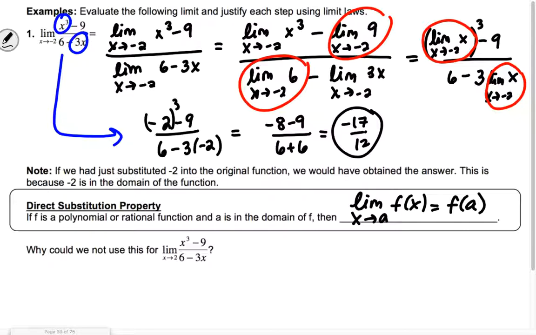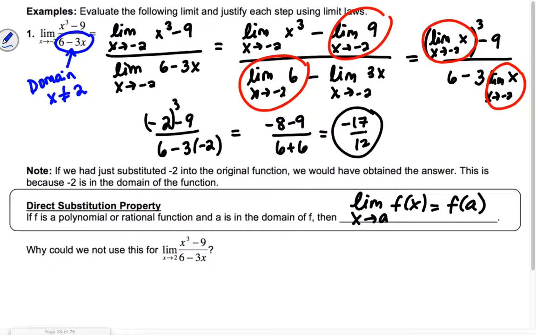Okay, so how did we know -2 was in the domain of the function? So let's look at the original. What's the only number that isn't in the domain? X can't be what number? 2. Can it be -2 though? Yeah. 2 is the only number that we're not allowed to have. So our domain consists of all real numbers except for 2. So because it was in the domain for this rational function, this fraction, we're good to go. We can just plug in -2.